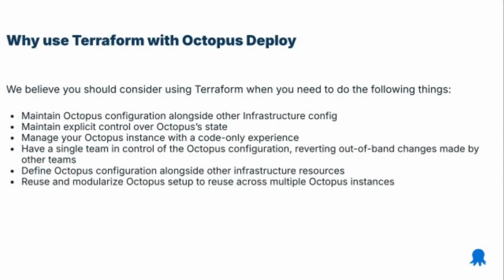You want to define your Octopus config alongside other infrastructure resources. And if you want to reuse your Octopus setup across Octopus instances. So for example, if you had a development Octopus instance and a staging Octopus instance, and you wanted to maintain them both with one file, Terraform is really going to shine here.